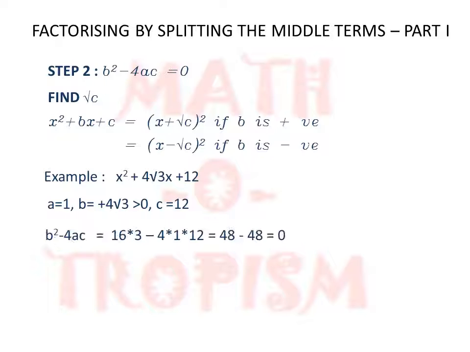Now, when we take b square minus 4ac, we see that it comes to 16 into 3 minus 4 into 1 into 12. So that is equal to 48 minus 48, which is equal to 0. So our condition is satisfied. Step 2 can be done. Here, that means I need to find what? I need to find the square root of c. So here c is 12. We know it is not a square number.